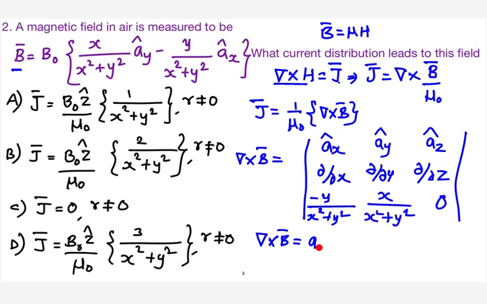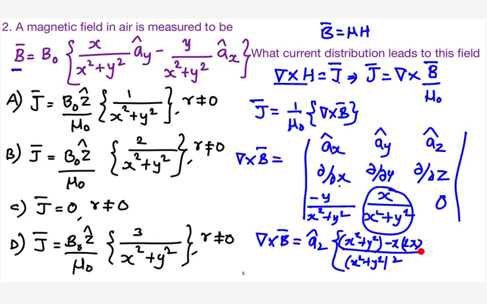you will get dou by dou x of this one, which is by the u by v rule. You know that it is v into u dash minus u into v dash, by v square. You apply that formula. So we get x square plus y square minus x into 2x divided by x square plus y square whole square, minus dou by dou y of this one, which is also u by v. That minus and this minus I can write as plus. So you are going to get x square plus y square minus y into 2y divided by x square plus y square whole square.